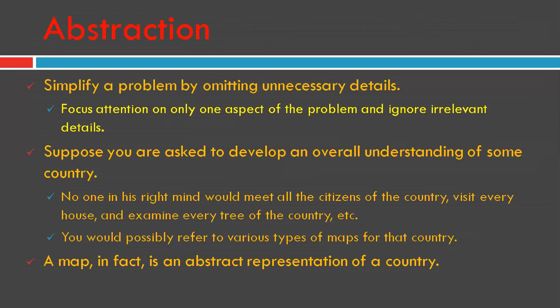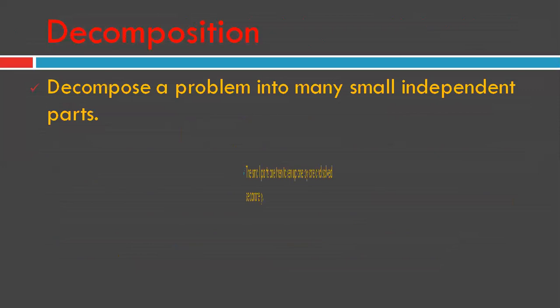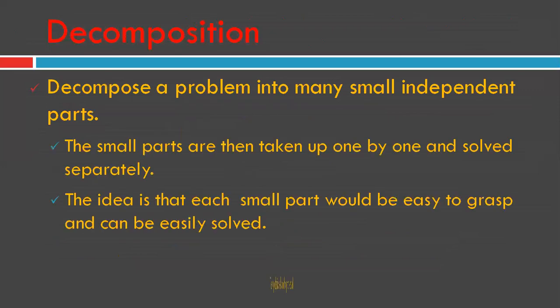Once this simple problem is solved, then the omitted details can be taken into consideration to solve the next lower level abstraction, and so on. So abstraction is a powerful way of reducing the complexity of the problem. The other approach to tackle the problem complexity is decomposition.